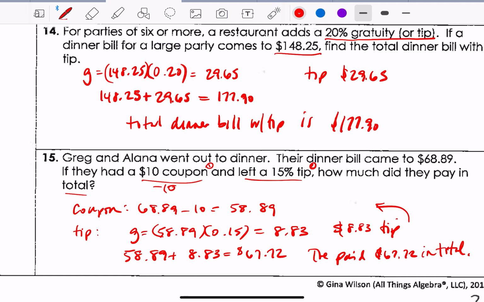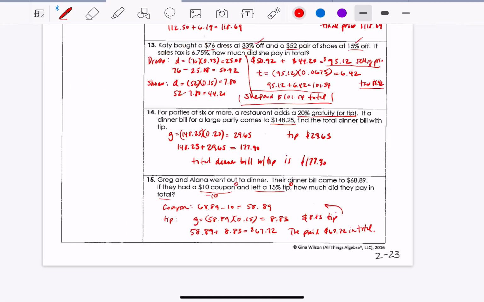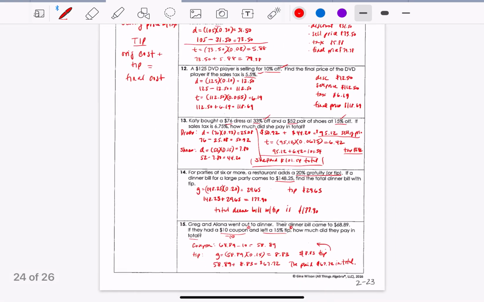So normally you would take the $10 off after you figured out the tip, but in the case of a word problem like this, I think it's best to just go with what they wrote first, read them in order, and do it that way. So that is sales tax and tip.